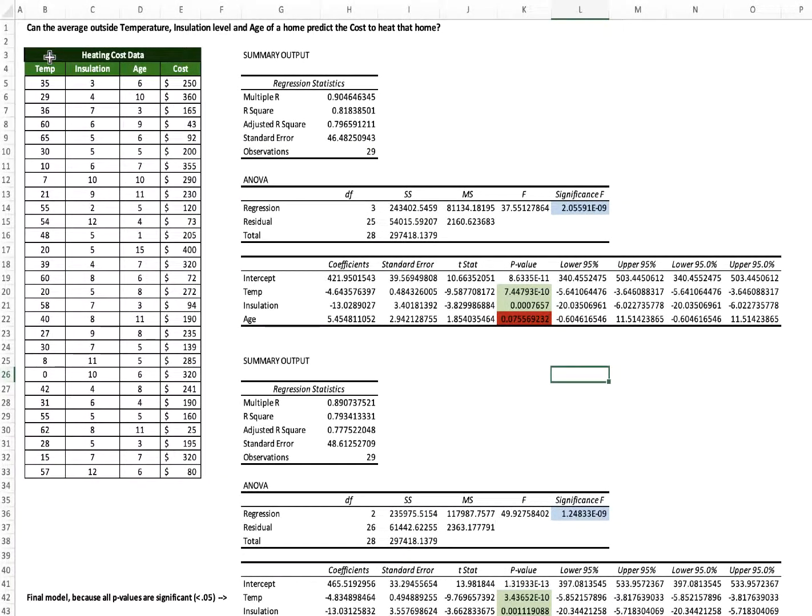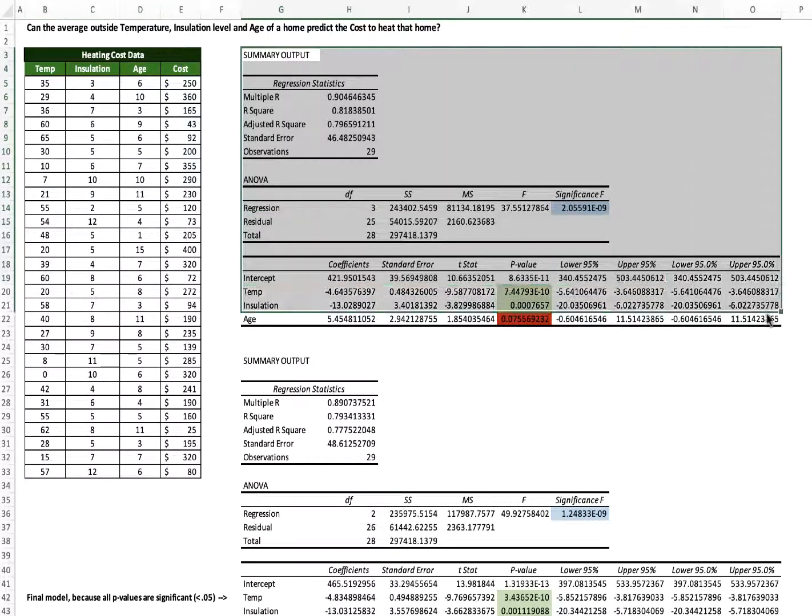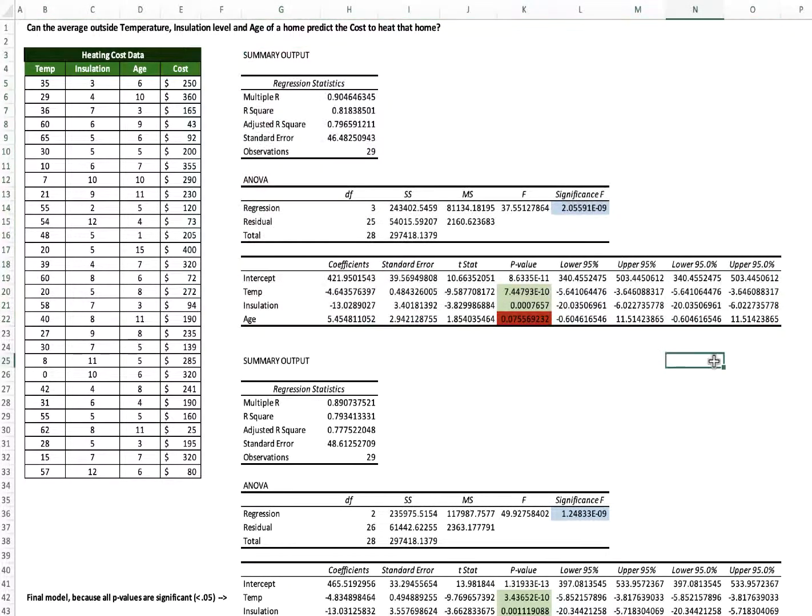In this data, we have, of course, again, our heating cost data, but this time, in addition to temperature and cost, we are adding in insulation and age. And we want to see, can the average outside temperature, insulation level, and age of a home predict the cost to heat that home? So I went ahead and used all of these variables, of course cost being my y, what we're predicting, and the temperature, age, and insulation being my x's, and ran the regression. Here are the values that I got.